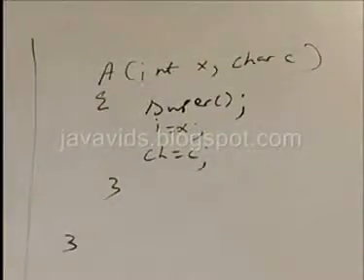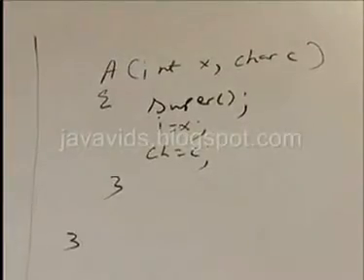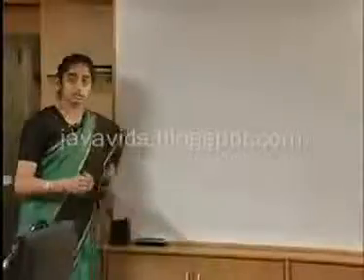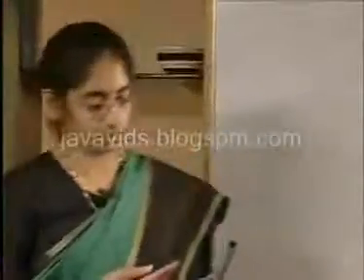Right? So this is about the this reference and the this call to the self constructor. So till now we looked at some of the object-oriented features of any object-oriented language. And of course there are certain keywords which are specific to Java.